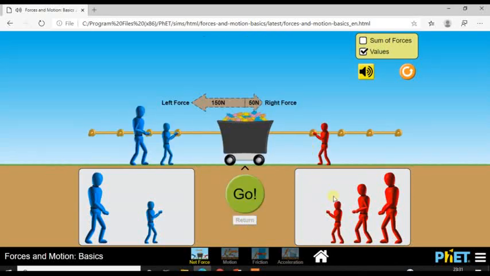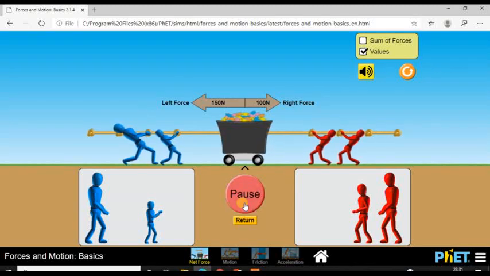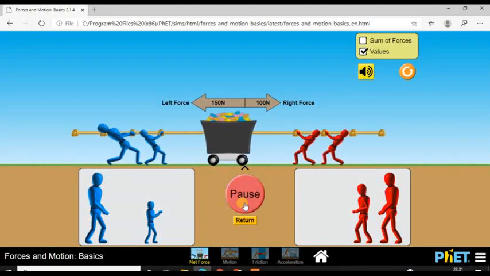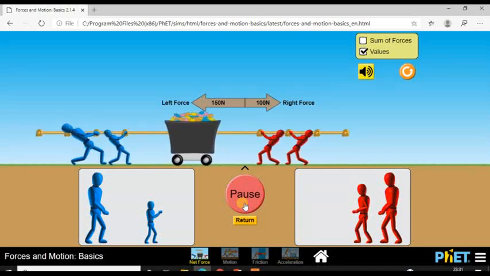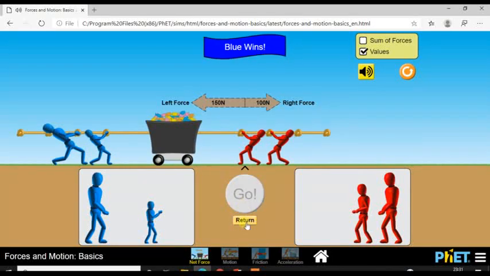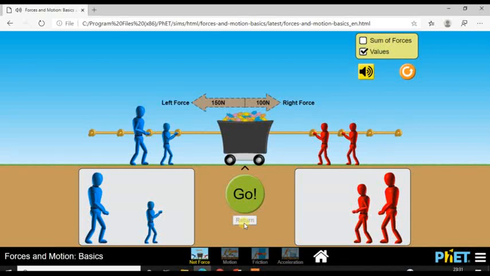Now if I send them, now if I make them play, it's going very slowly. Why is it going very slowly? Earlier it was a little faster. Now it is going slowly. The reason is these persons are also pulling against it, and of this 150 Newton force, 100 Newton is balanced and the remaining is 50 Newton. So that is the meaning of net force.